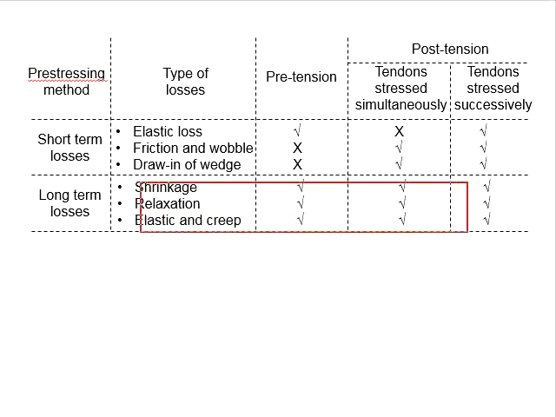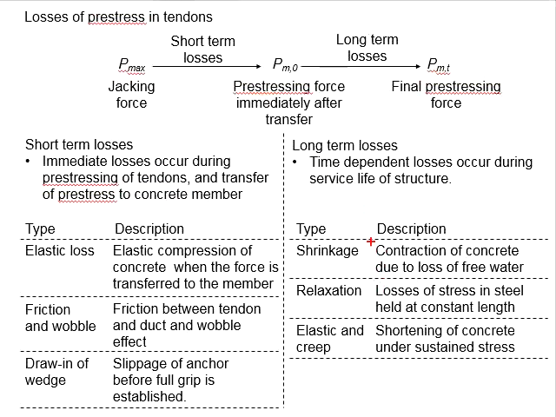These long-term losses occur regardless of the method of pre-stressing, as all the pre-stressed members undergo these long-term losses. First, let us look at the shrinkage loss. We know that the shrinkage is due to the contraction of the concrete as a result of the loss of the free water. Such contraction causes the loss of the pre-stressing load in the steel tendon, and thus over time some degree of loss of the pre-stressing stress in the member will occur.